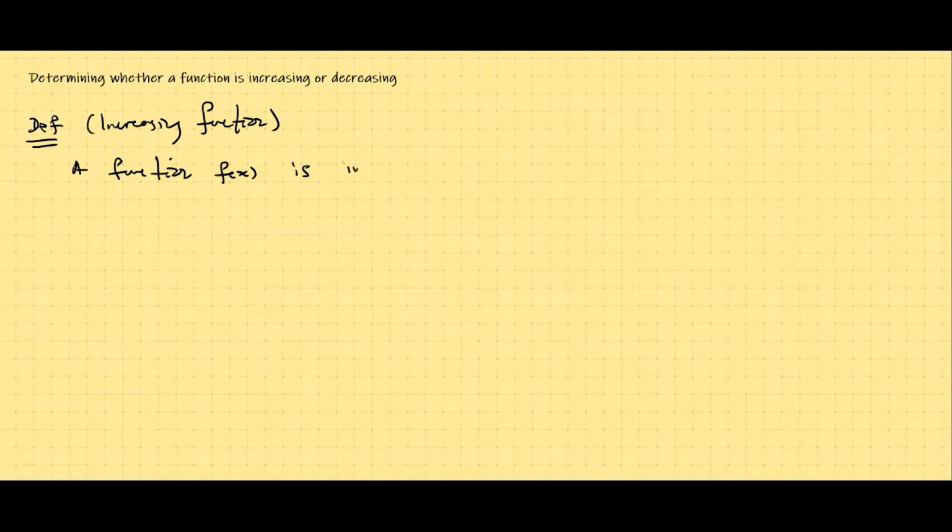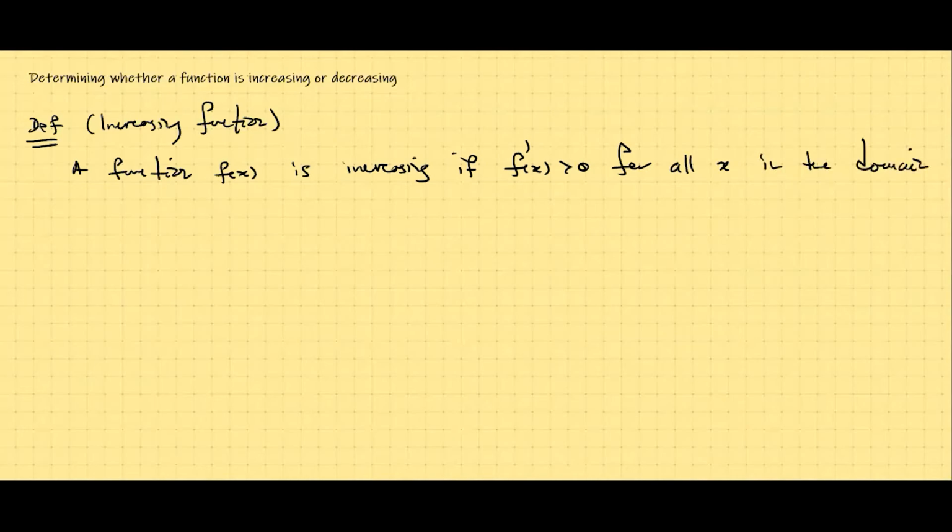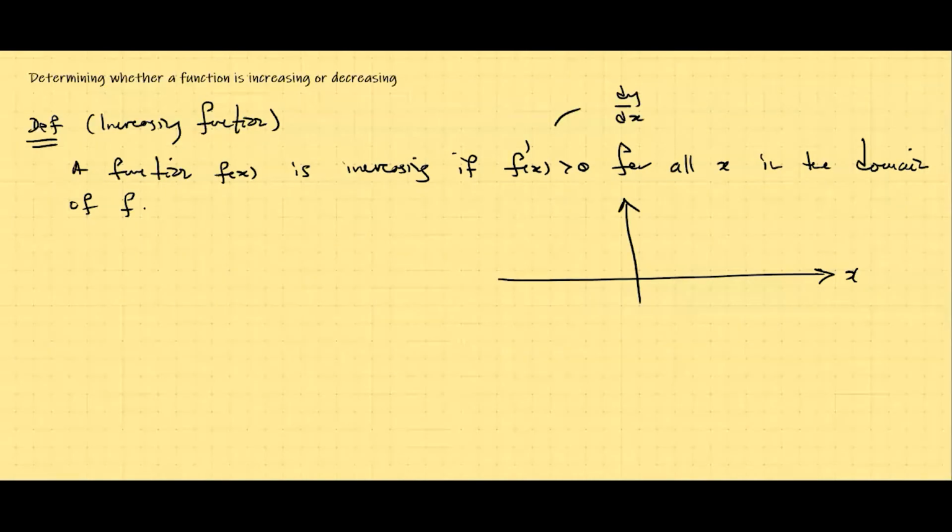So let's think about the third use of differentiation that we wrote down, which is for describing increasing and decreasing functions. Let's define what we mean by an increasing function. I would say a function f of x is increasing if f prime of x is positive for all x in the domain of f. In other words, for all the x values that the function can take in, if the gradient is positive, then the function is said to be increasing.